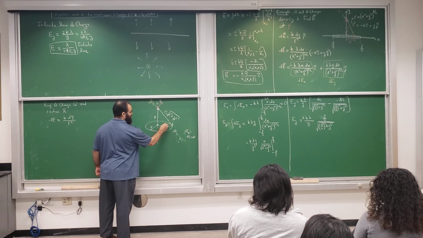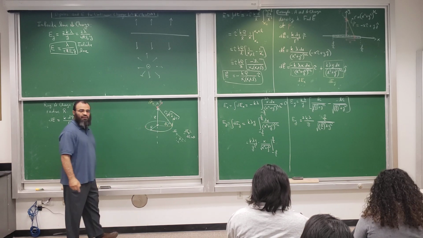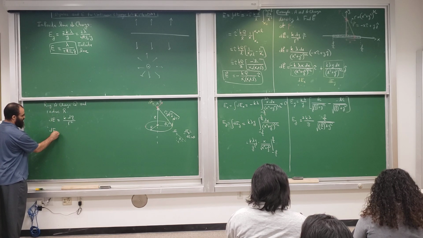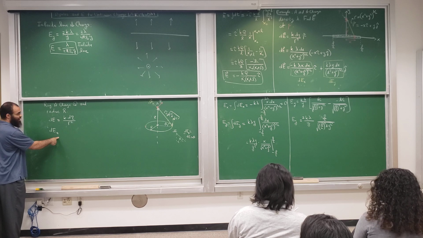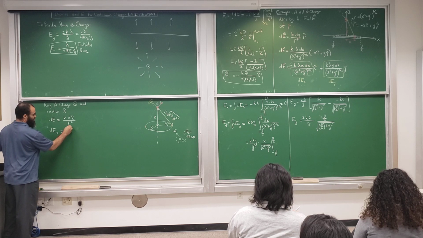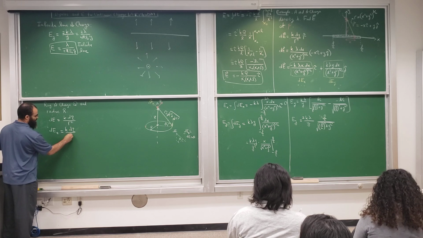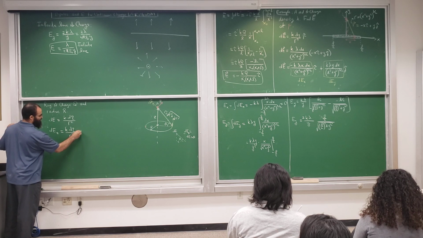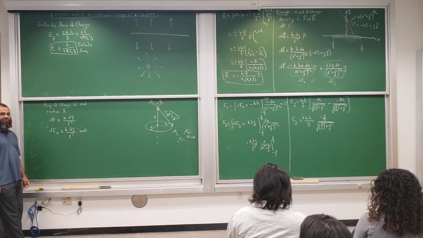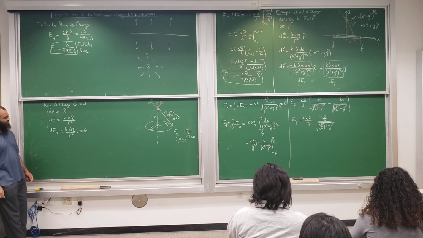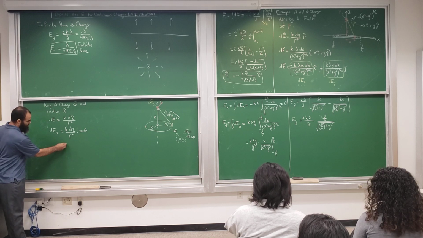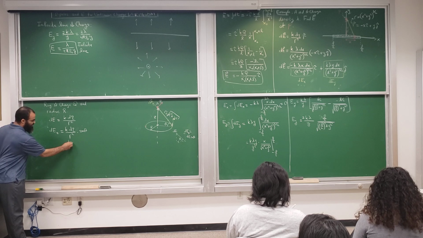Here is theta. This angle here is theta. So dE, the z component, which is the only one that will survive, the only component that will be left, is going to be k dq over r squared times the sine of theta. Now it's time to put it all together. We substitute the variables that are relevant. So I got k dq.